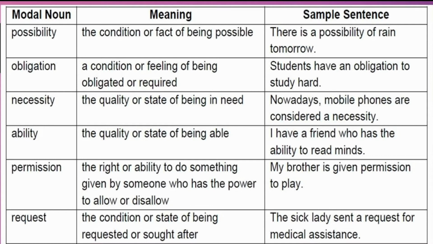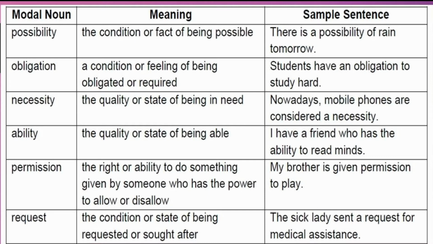And next is ability. Its meaning is the quality or state of being able, or the state of what you can do, what you can offer. For the sample sentence: I have a friend who has the ability to read minds. So when we say ability, this is something you can do or someone can do.